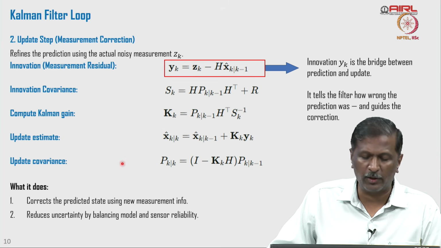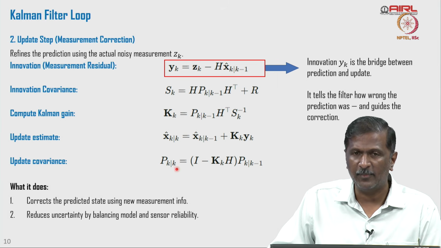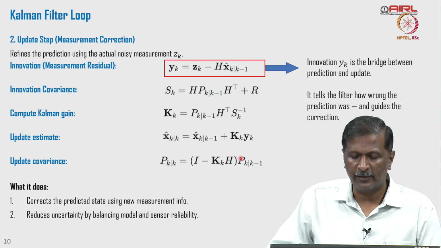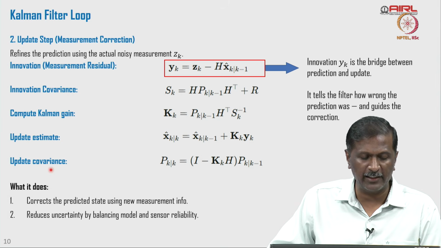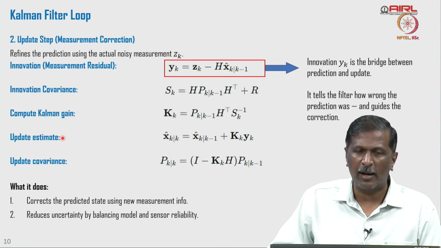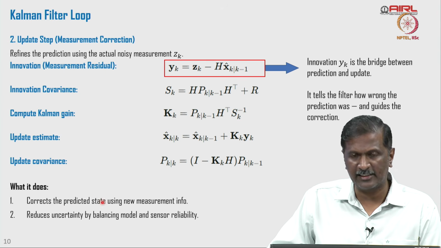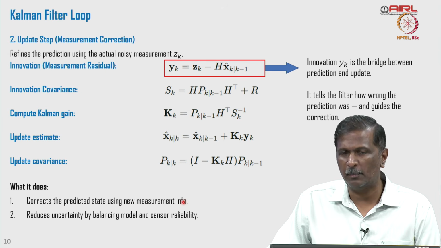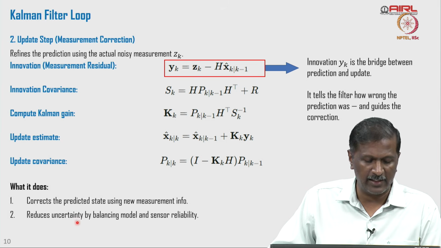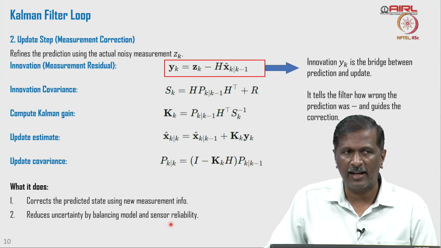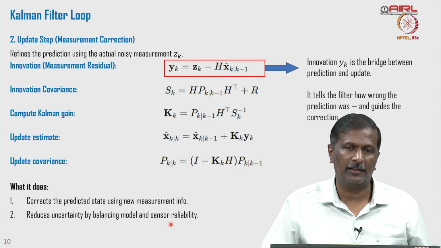I also update my covariance. P k given k is the bracket of identity matrix I minus Kalman gain Kk times H, times P k given k minus 1. So I am updating the covariance, and I am also updating my estimate. What it does is correct the predicted state using the measurement data and reduce the uncertainty by balancing the model and sensor reliability.